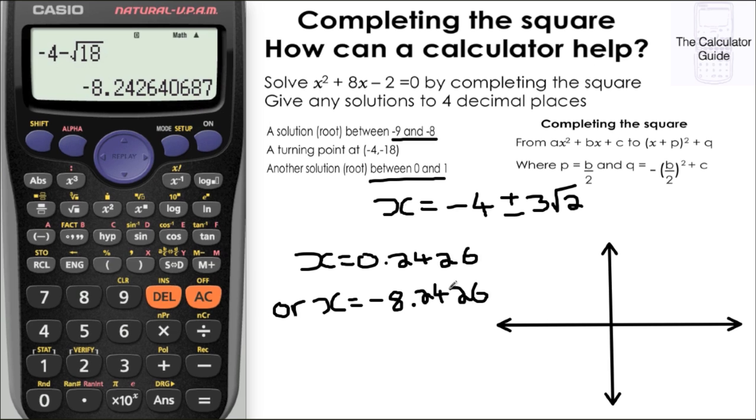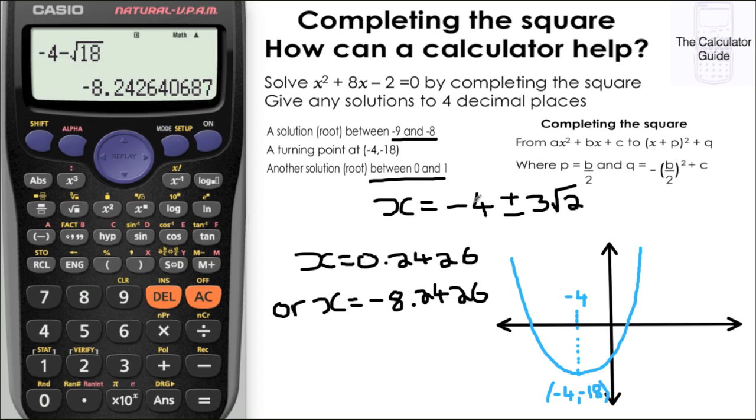So I'm just going to sketch the graph back out again. I know that the turning point here, the minimum point of the graph, is at minus 4, minus 18, and I know that this point here, the left-hand root or the negative root of the graph, is minus 8.2426, and therefore the other solution over on the right-hand side is 0.2426. And remember, there was a line of symmetry there at minus 4.